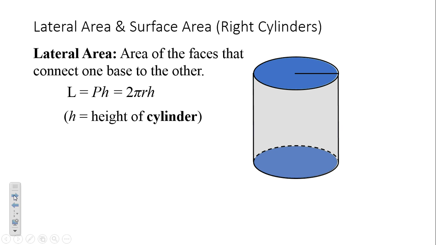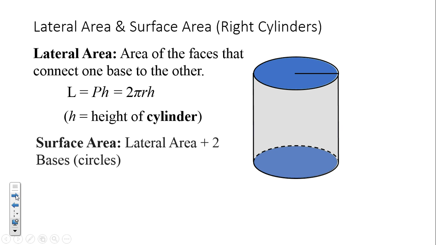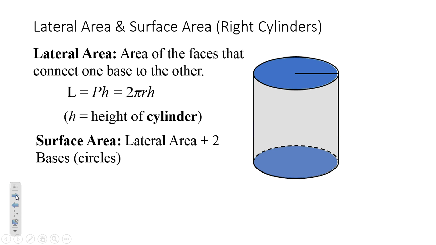2 times pi times 3. And when we want the total surface area, we want not just the label of the can, but the top and the bottom as well. So we have to take that lateral area and add 2 bases. How do we find the area of a circle? Pi r squared. Isn't a cylinder just a bunch of smaller circles? Yes, you can fill it up with a whole bunch of circles stacked together. So the lateral area plus 2 bases, 2 pi r squareds, will give you the total surface area.